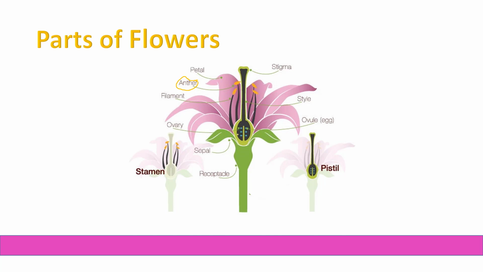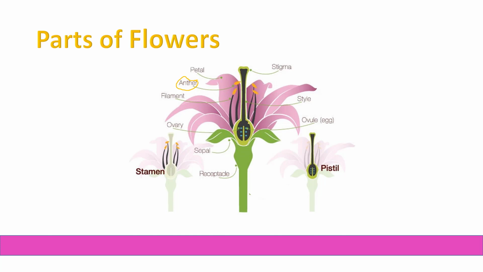The female reproductive part is made up of pistil. Here you can see this whole structure is pistil. This top one is called stigma. This tube-like structure is style. And this part contains the ovules or the egg. So this is what the structure of a flower is.